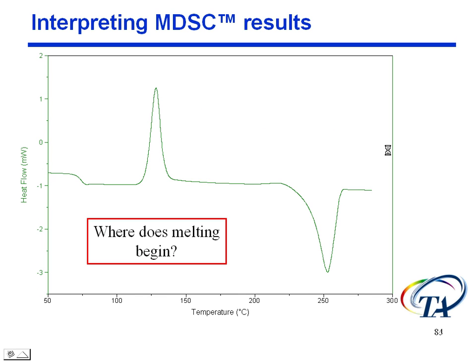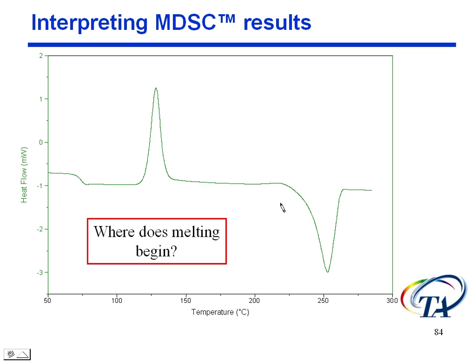Now to interpret the modulated DSC results. This is our total heat flow, or our DSC heat flow from standard DSC. If we look at this, where would melting begin? If we were going to integrate this peak and say, where is it melting? We would probably say right around there it starts melting. So that's where we'd pick our integration limits.